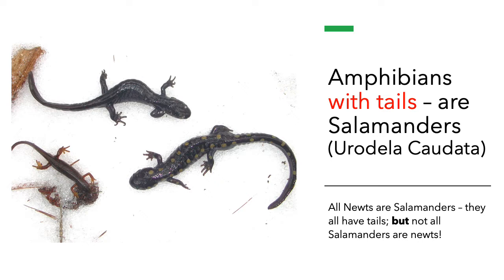Newts are just one family of salamanders, even around here. The mud puppies, fully aquatic, are another family of salamanders. The lungless salamanders are another family of salamanders around here. So if you were an amphibian that has a tail as an adult, you're simply called a salamander or the caudata.